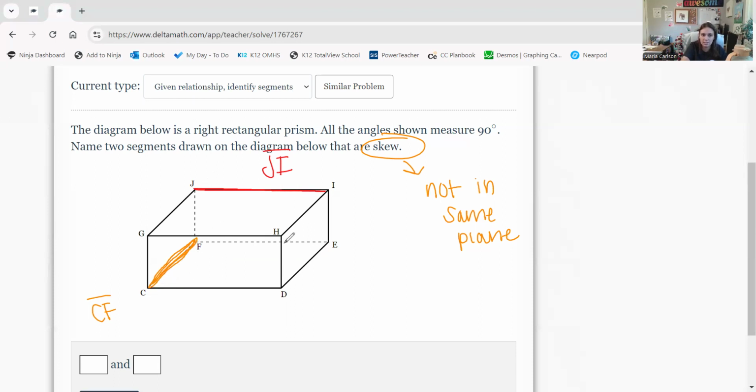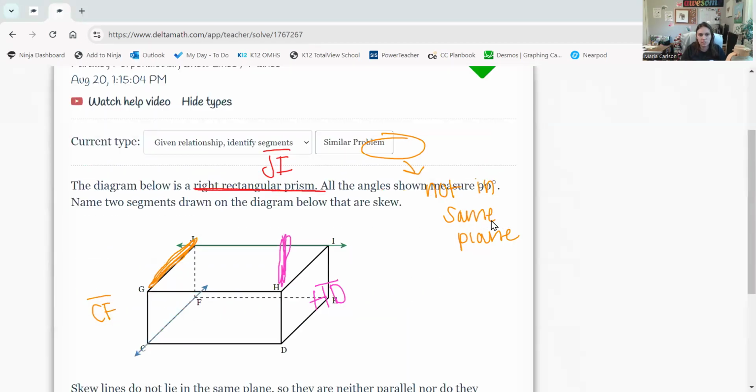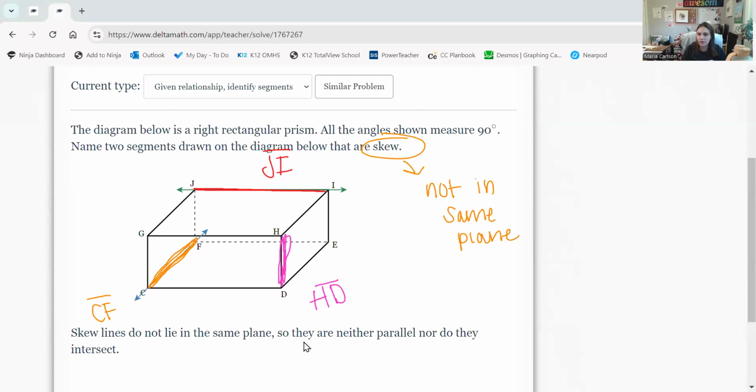Maybe HD. That's even skew from JI. All three of these are skew from each other. So I'm going to pick CF and JI. As long as they're in different planes, that is really the key. They're neither parallel, nor do they intersect.